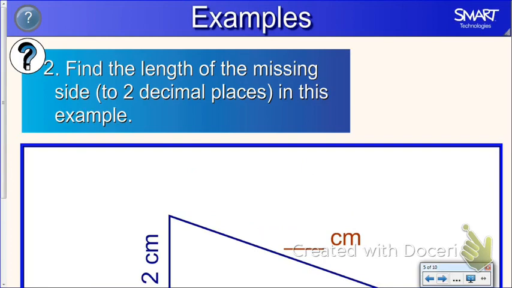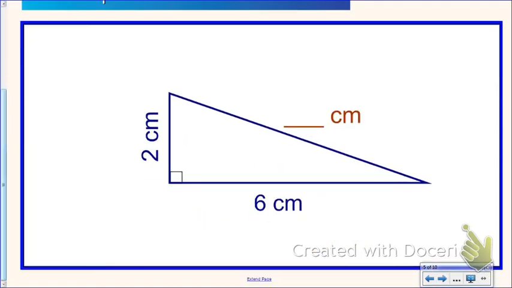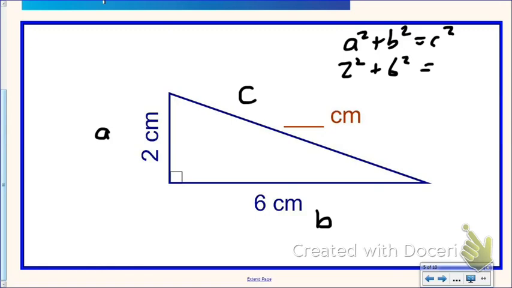Okay, here's another one. Find the length of the missing side to 2 decimal places in this example. Okay, so this time I have the A is the 2, and that 6 we'll call that B, and again the missing side is C. Later on we'll get to some examples where we're looking for one of the legs. So again, a squared plus b squared equals c squared. So 2 squared plus 6 squared equals c squared. That's going to become a 4 and a 36.